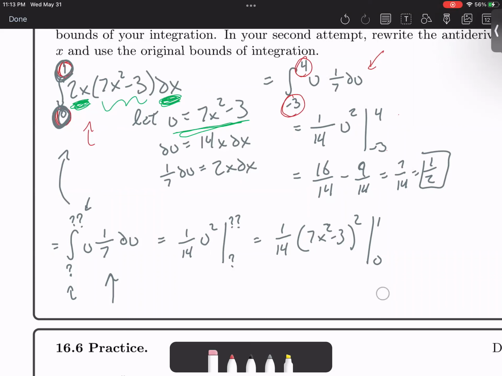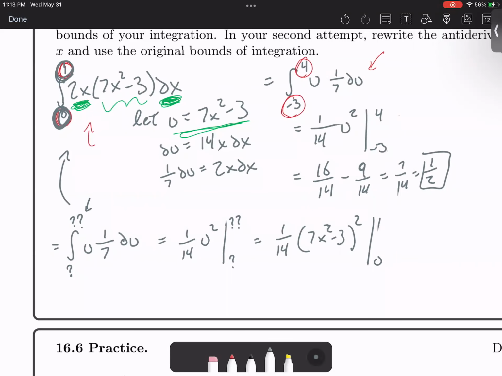Let's show ourselves that we do, in fact, get the same thing. If I evaluate this antiderivative at 1, 1 squared is 1, times 7 is 7, 7 minus 3 is 4, 4 squared is 16. So I get a 16 over 14. Yeah, it's the same thing so far. Minus, if I evaluate that antiderivative when x is equal to 0, I get 0 squared is 0, times 7 is 0, minus 3 is minus 3, minus 3 squared is 9, 9 14ths. Yeah, everything's the same.